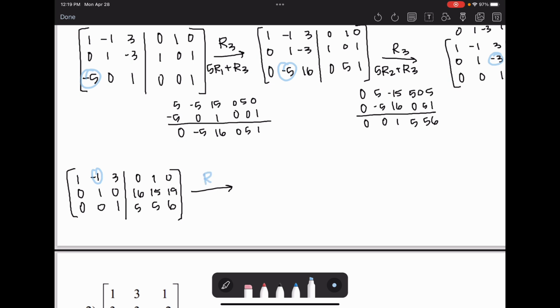So I'm going to change row 1 to be row 1 plus row 2. And I guess I don't really need to write that out. So that'll be 1, 0, 3. If we're just adding, that's 1, 0, 3 on that side. And then 16, 16, 19.